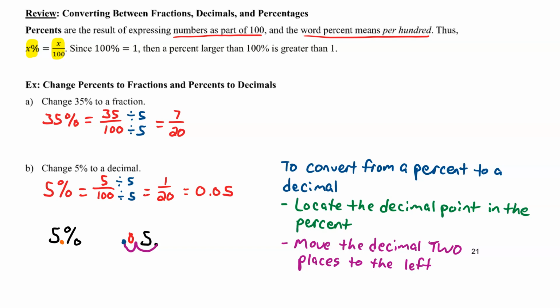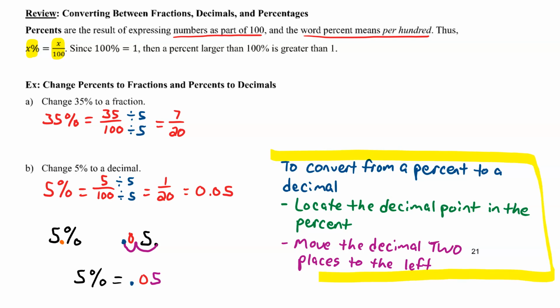So that shows us 5% is equal to 0.05. Okay. So we can always think about this if we're converting from a percentage into a decimal.